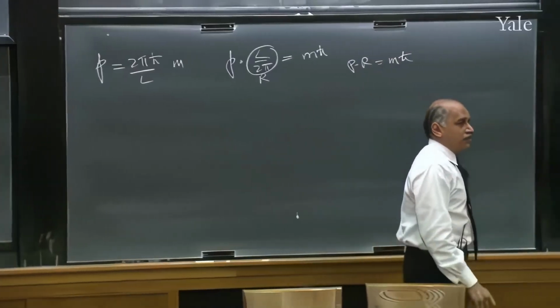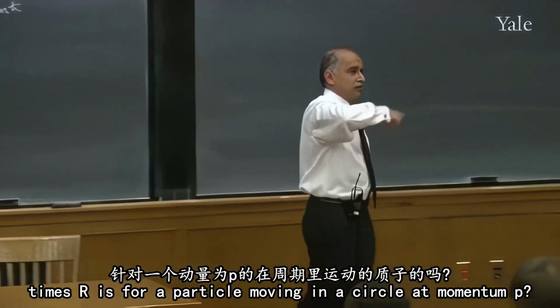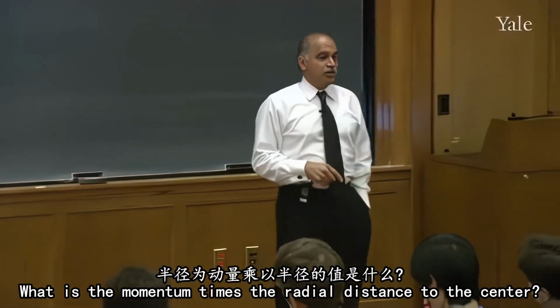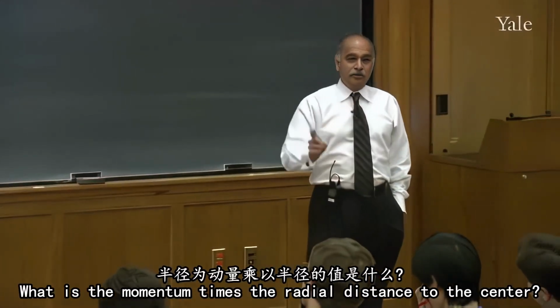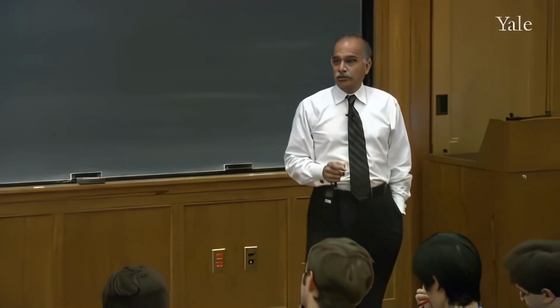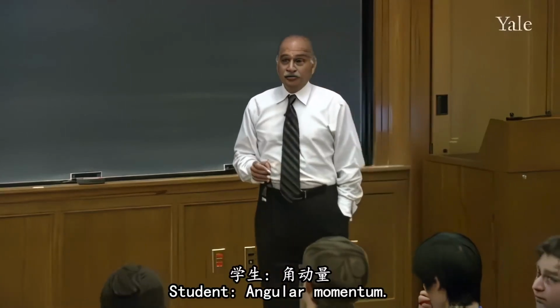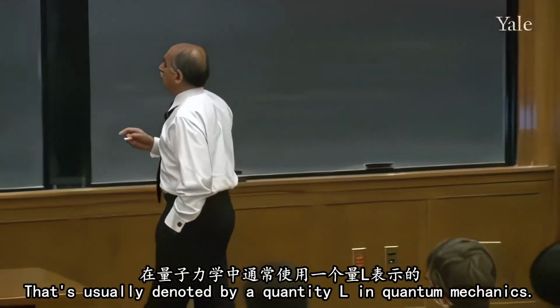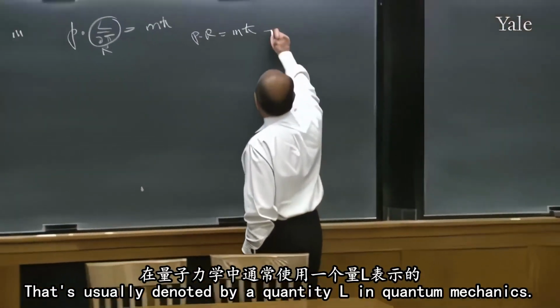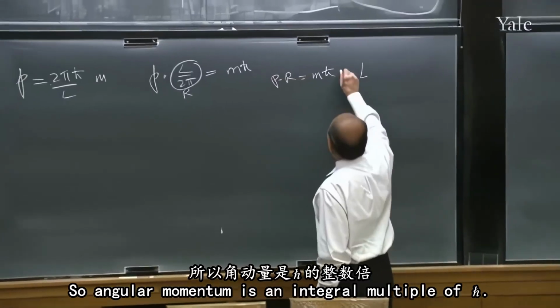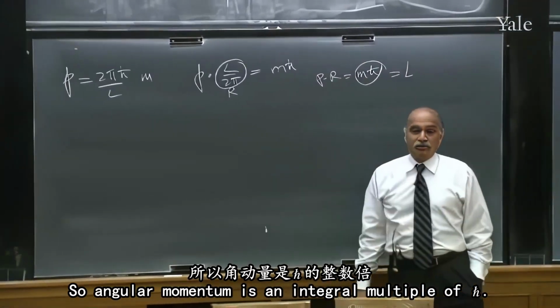You guys know what p times r is for a particle moving in a circle with momentum p? What is the momentum times the radial distance to the center? Angular momentum. That's usually denoted by the quantity L in quantum mechanics. So angular momentum is an integral multiple of h bar.